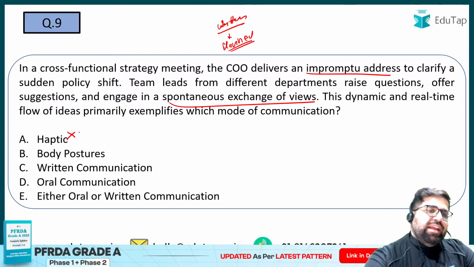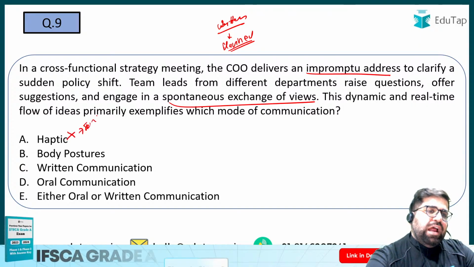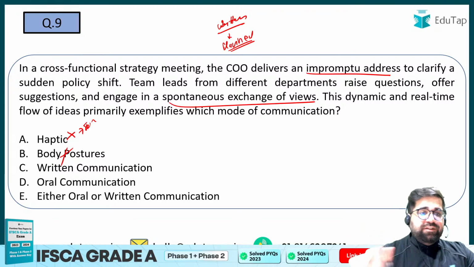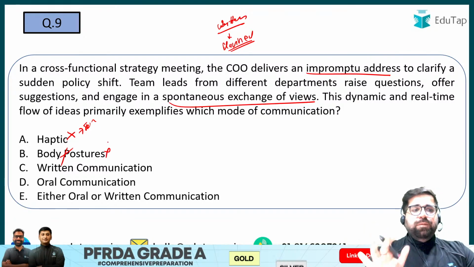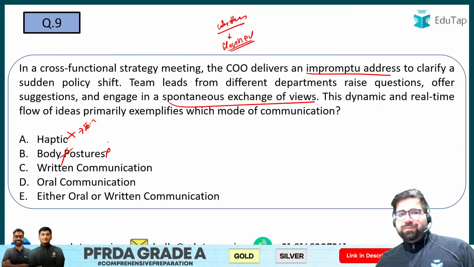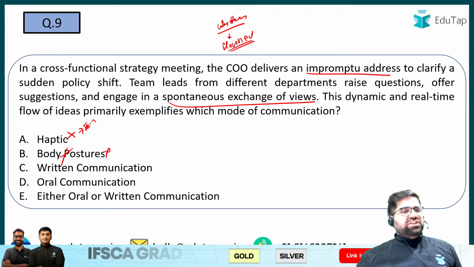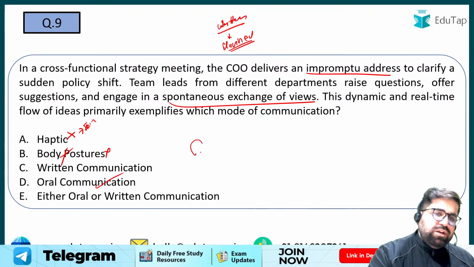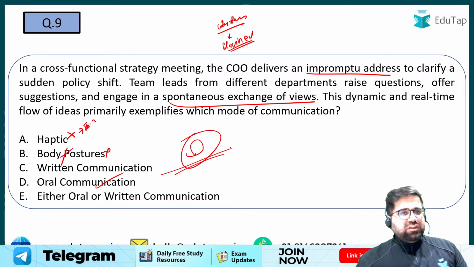Haptics, not a case, because haptics happens with the touch of your hand. Body postures, those who are saying A or B, your concepts are very weak, because A or B can't be the answer anywhere, right? C, written communication, I don't think so, because written communication is planned. Either oral or written, no. So the answer has to be option number D.